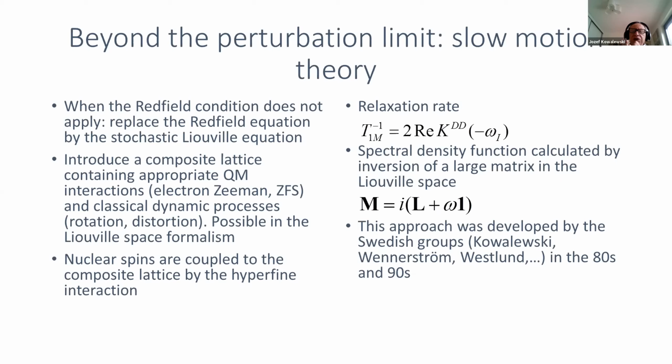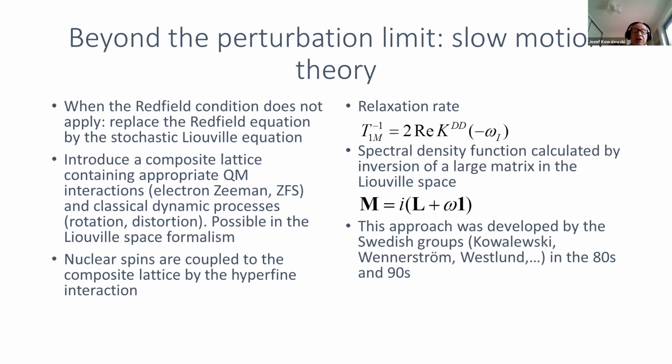So what we basically do is that we formulate a theory which is valid outside of the Redfield limit. So we have to replace the Redfield equation for the nuclear spin relaxation by what is called the stochastic Liouville equation. It's a more complicated way, but a more general way.